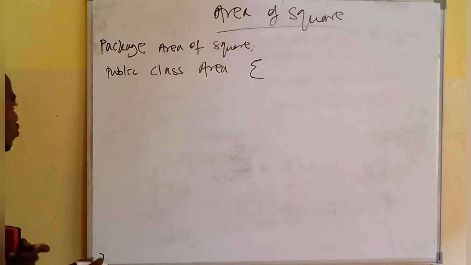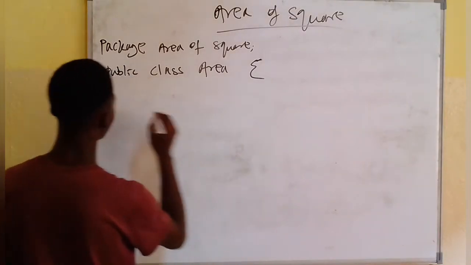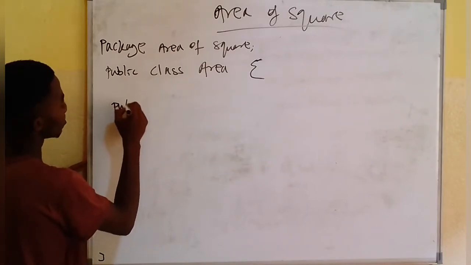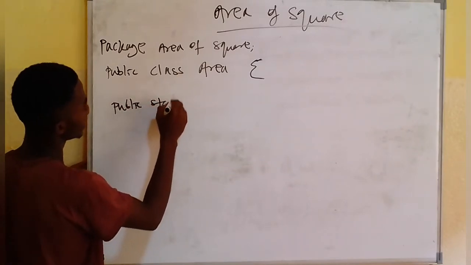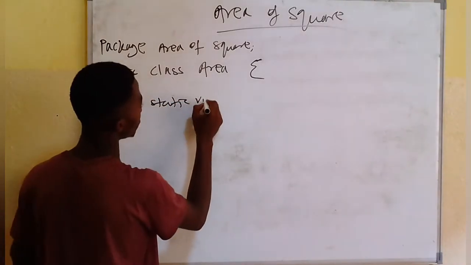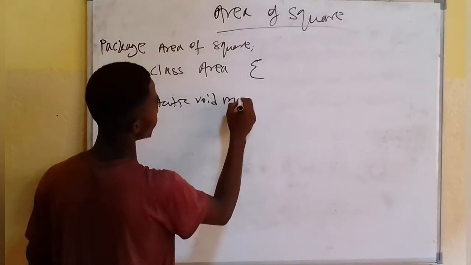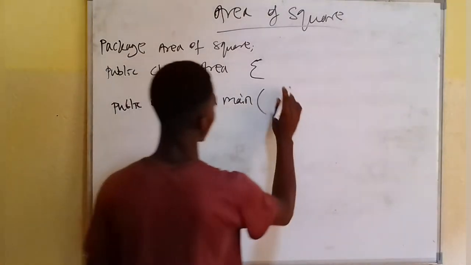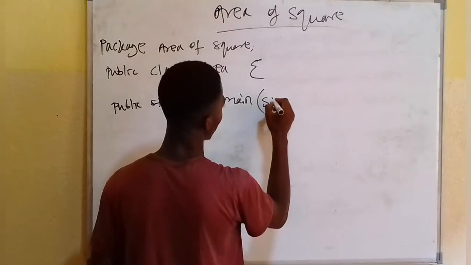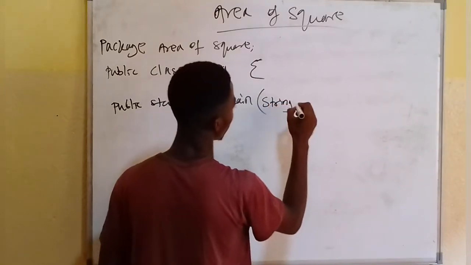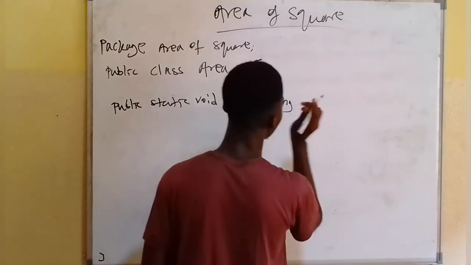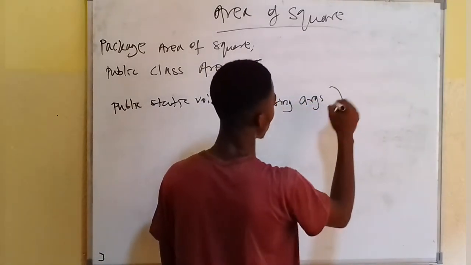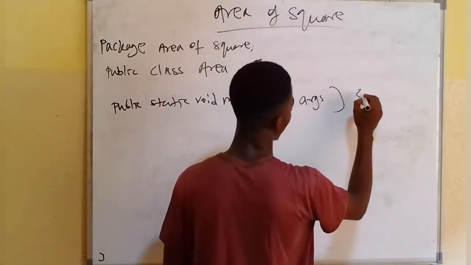Then you go down, and you have what you call your main method. It's like this: public static void main. And then you open your parentheses and pass in the argument, which is String with a capital S, String[] args. You close, and then you open another brace.